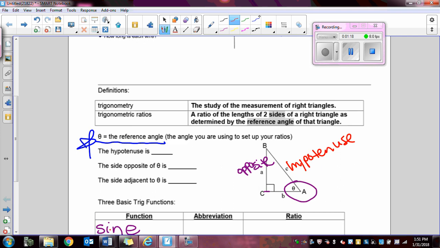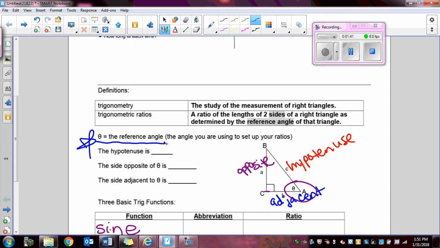And then the other side, I always say the other side, is going to be my adjacent side. Do you guys see that B touches angle A or theta? It touches my angle, so that is going to be my adjacent side. So usually I just write OPP for opposite, HYP for hypotenuse, and ADJ for adjacent. Now these are very important.